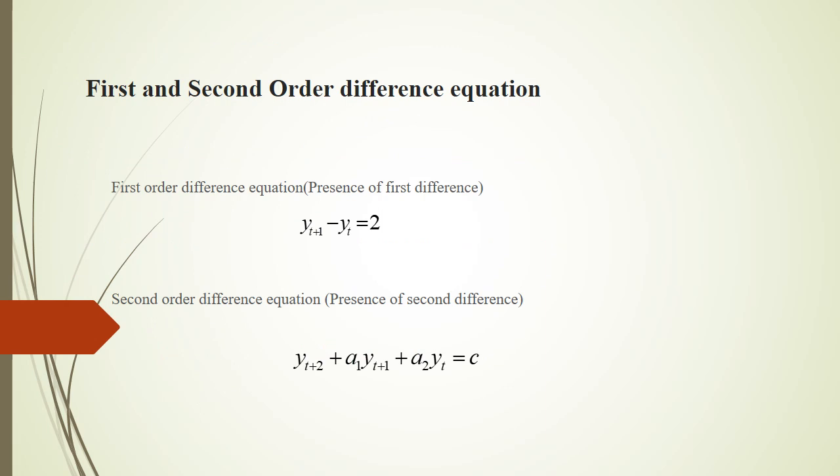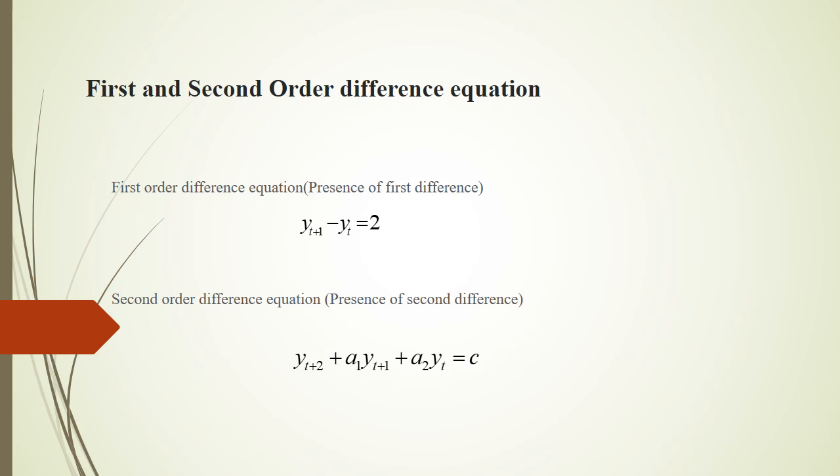Now we can further clarify the first order and second order difference equation as we have done in case of differential equation too. First order difference equation means presence of first difference only, that is yt plus 1 minus yt. In the given equation you can see yt plus 1 minus yt equal to 2. So yt is the value of y in period t and yt plus 1 is just the next period, and the gap is 1 year. That's why it is a first order difference equation.